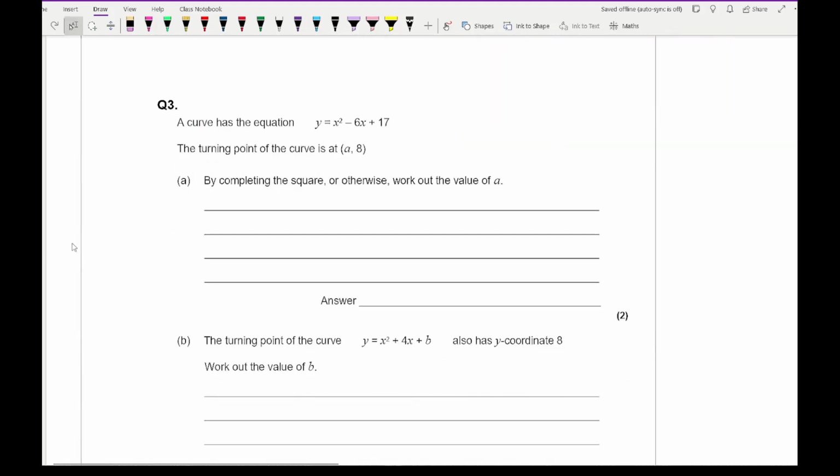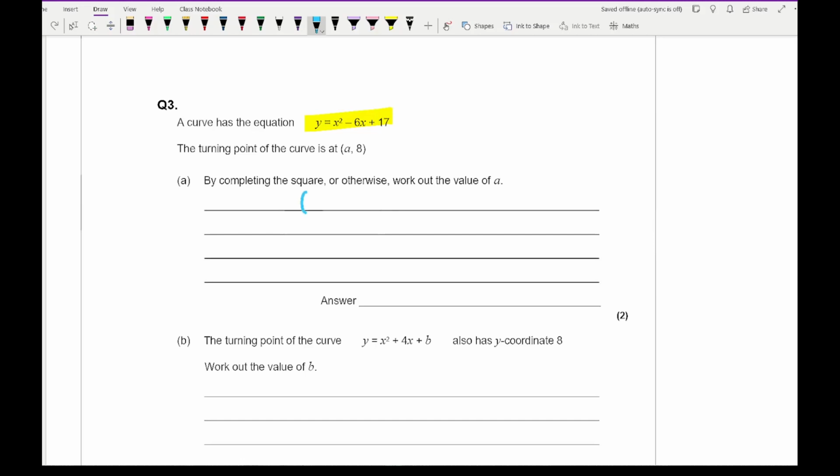Moving on to question 3, it says that the curve has the equation y equals x squared minus 6x plus 17. The turning point of the curve is at (a, 8). By completing the square, or otherwise, work out the value of a. So let's just go on to use completing the square. There are several methods which we could use. I'm just going to go straight into completing the square.